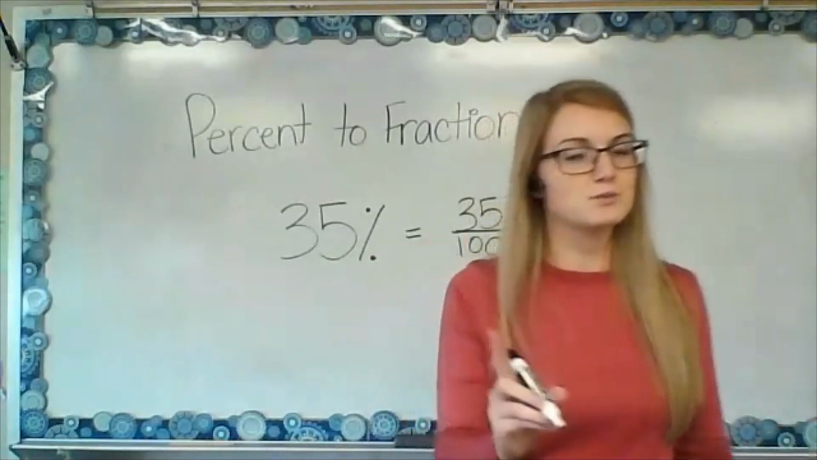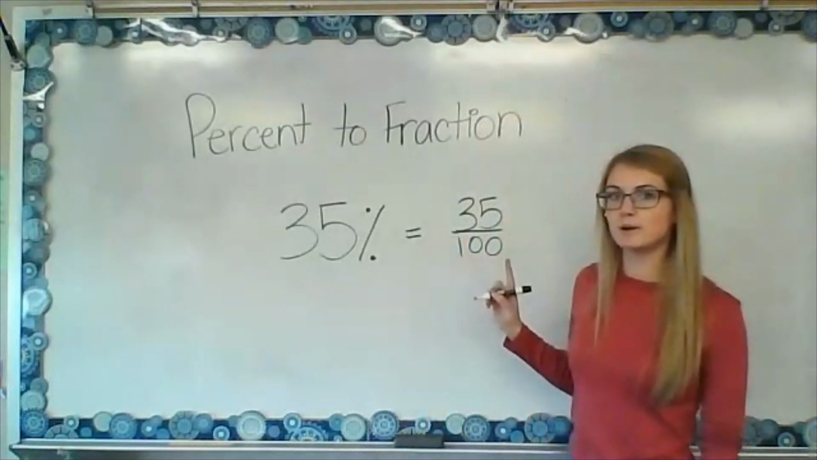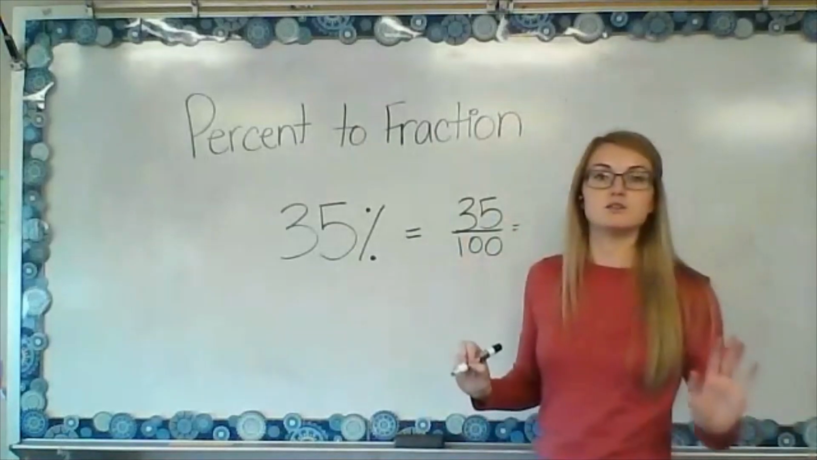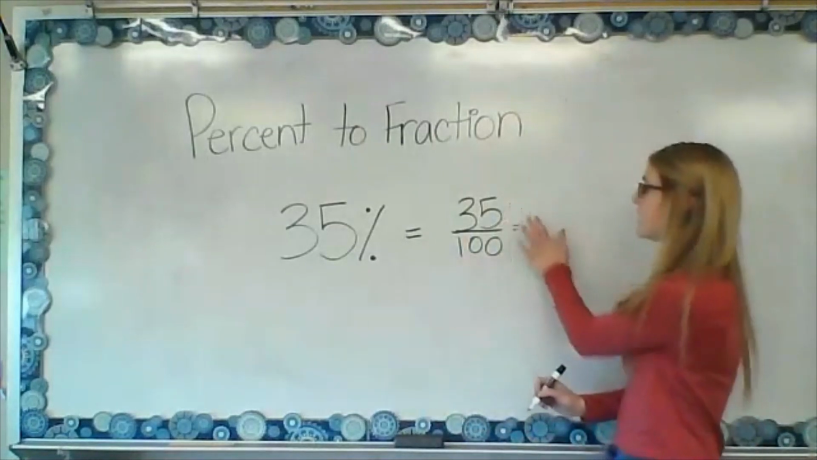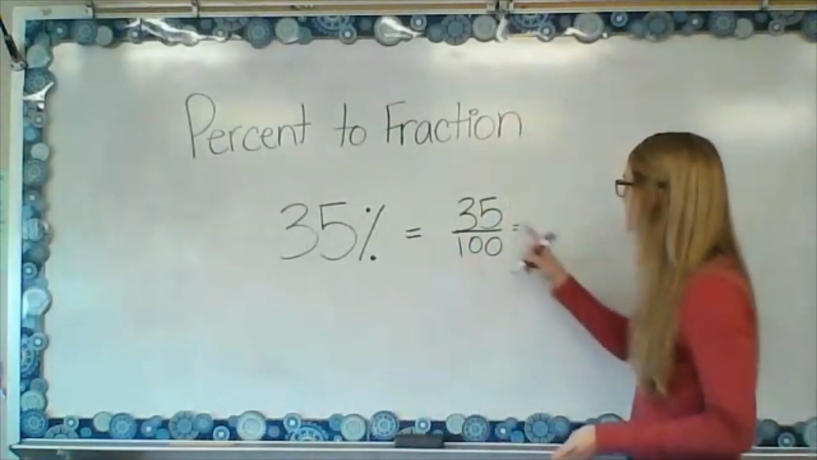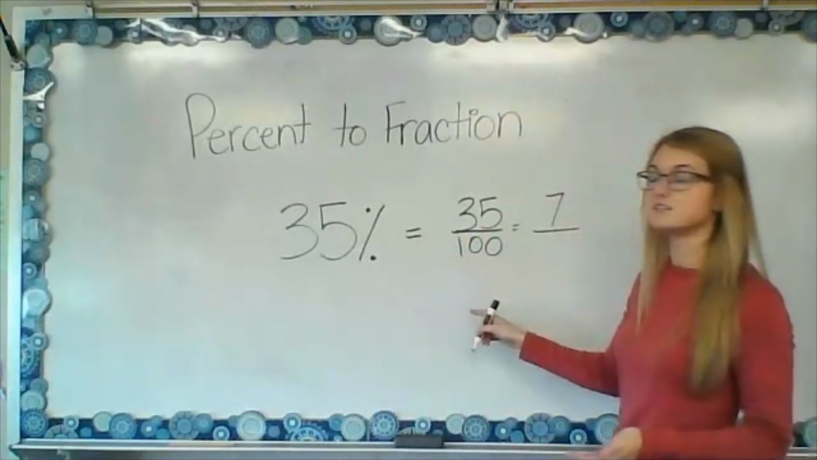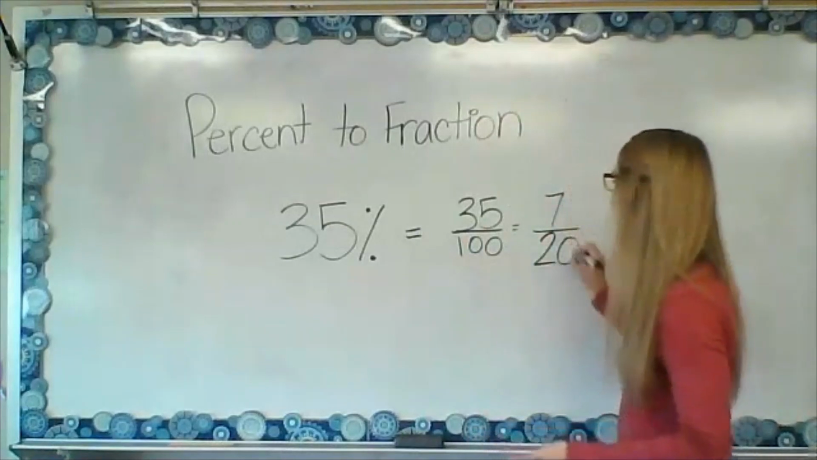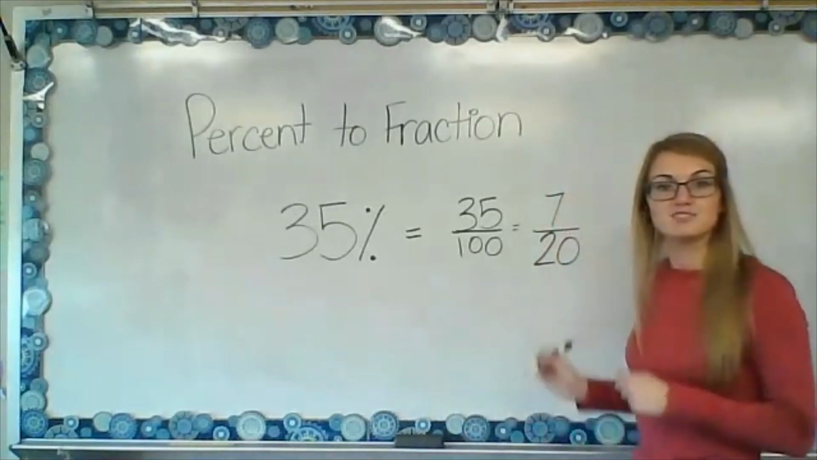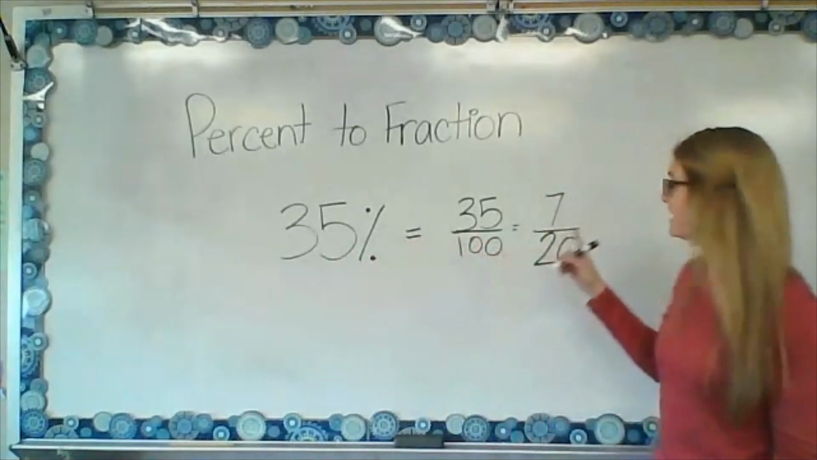Now, we are very smart with fractions, and we know that we can't leave a fraction like this that is not in simplest form. We need to put it into simplest form always. So what's a number that I can divide 35 and 100 by? Well, they both end in 5, so what's that? 35 divided by 5 is 7, and 100 divided by 5 is 20. If you need some help, you can always pull out your multiplication chart or do some math off to the side, okay? So now, 35% as a fraction is 7/20.